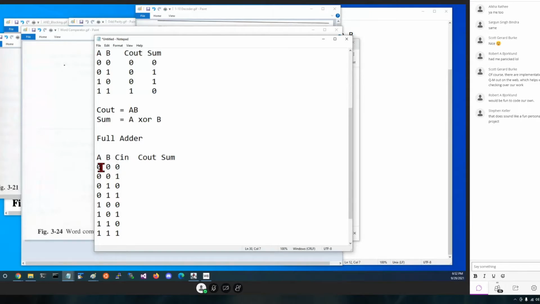Okay, so if A and B are 0 and there's no carry, we're going to have a sum of 0 and a carry out of 0. Now, if we're adding two zeros together, but there's a carry in, carry out is still 0, but the sum becomes a 1. The same thing would be true for two other cases: the case where B is a 1 and everything else is a 0, and the case where A is a 1 and everything else is a 0.